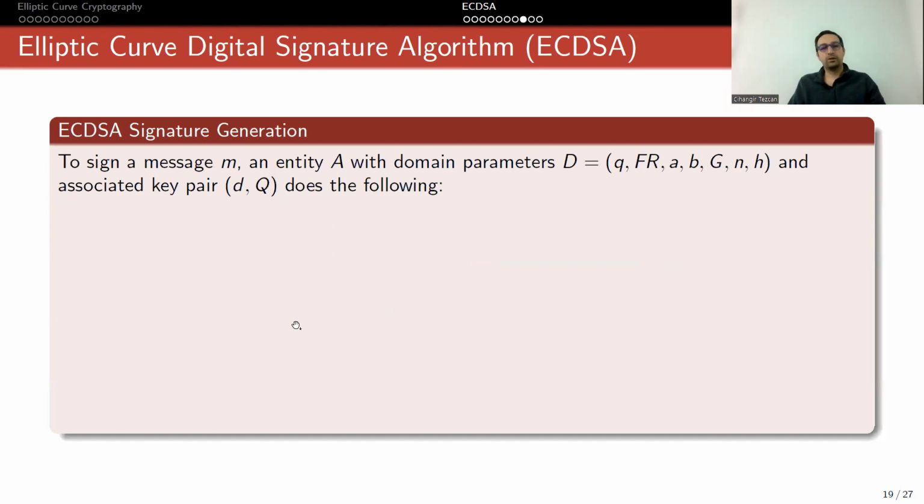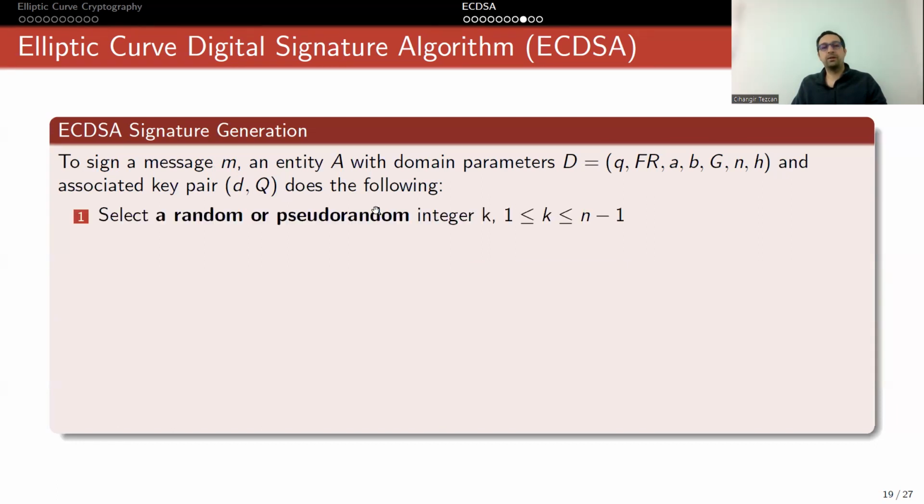Okay. So let's look at how signature generation works. To sign a message M, an entity A with domain parameters and associated key pair d and Q does the following. These steps are very similar to the DSA algorithm. The only difference is that instead of working on a huge group, here you're working on an elliptic curve group.